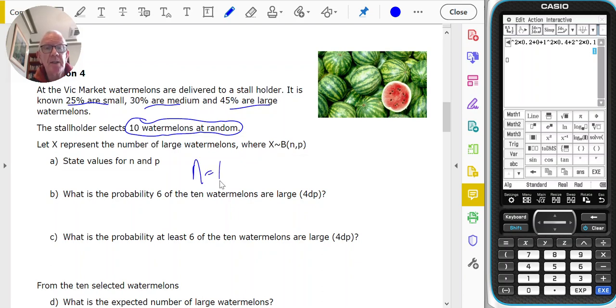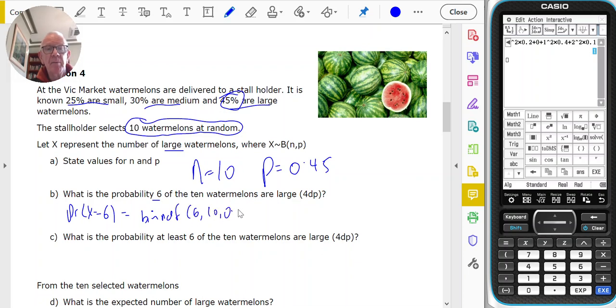So N is 10 and P is, it's about large watermelons, so it's going to be 0.45. What's the probability that 6 of the 10 watermelons are large? Probability that X equals 6 will be the binomial PDF 6, 10, 0.45 and do it to 4 decimal places.